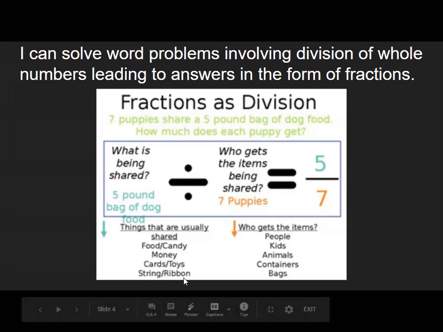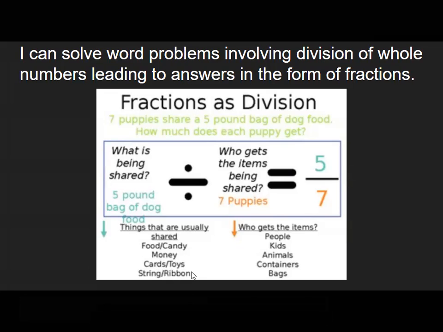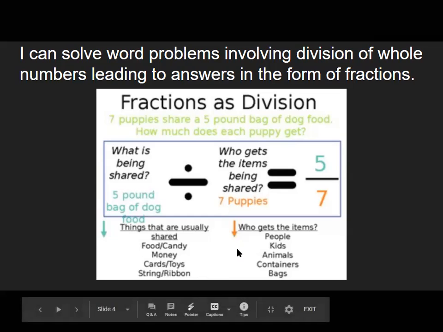Our second question that we're going to ask ourselves is, who gets the items being shared? And I always like to say who or what gets the items being shared, because sometimes it's not a specific person. It might be an item that is being shared. So if we look down below, it says who gets the items. Some examples would be people, kids, animals, containers, bags. So if we look back at this problem, it's the 7 puppies that are getting the items that are being shared.